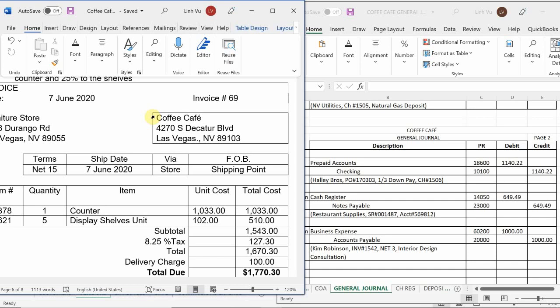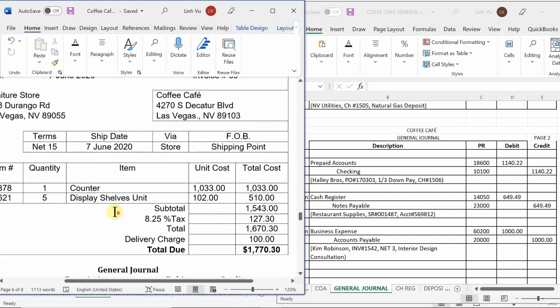I'm going to tell you, hey, you know what? Just looking at the items that were shipped, just assume 25% of the freight is going to be towards the shelves because you have 5 of them. When you stack them up, they're going to be heavy, but they're definitely not as heavy as the counter. So just put 75% to the counter. So in this case, $75 to the counter, $25 to the display shelves.